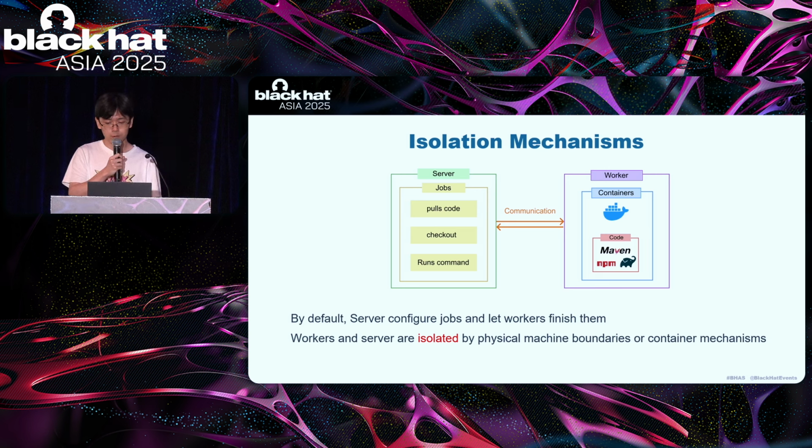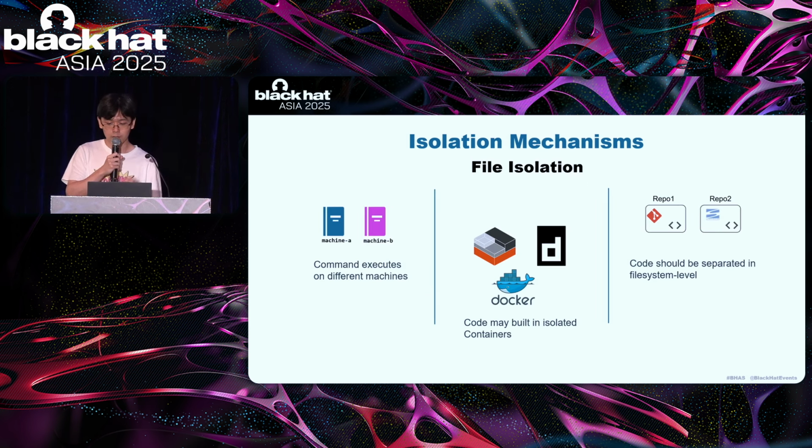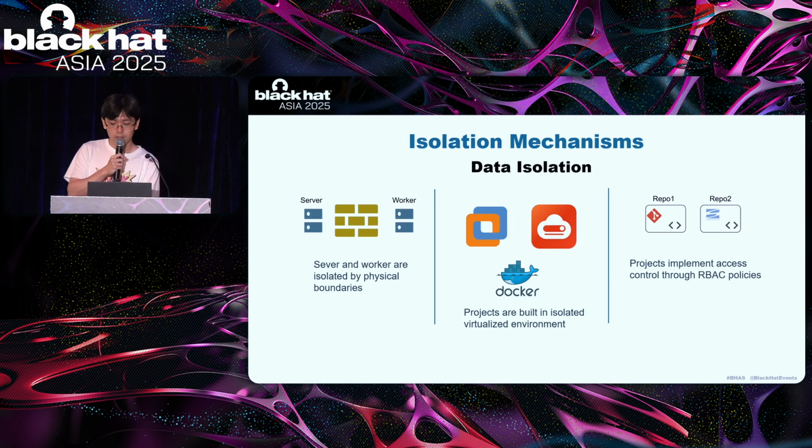So we introduced the concept of isolation mechanism. The isolation mechanism can be divided into two dimensions. First, at the file system level, you see that commands execute on different machines for server and worker. And code may be built in isolated containers. And code should be separated at the file system level. And second, at the data level, server and worker are isolated by physical boundaries, and projects are built in isolated virtualized environments, and projects implement access control through RBAC policies.